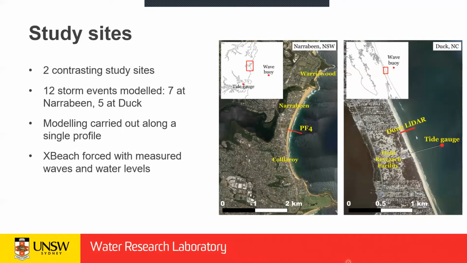From the data available, a total of 12 storm events were chosen to be modeled for this study, 7 at Narrabeen, Collaroy, and 5 at Duck. The modeling was carried out along a cross-shore transect located within the study site, and the XBeach model was forced with measured waves from offshore wave buoys and water levels from tide gauges.